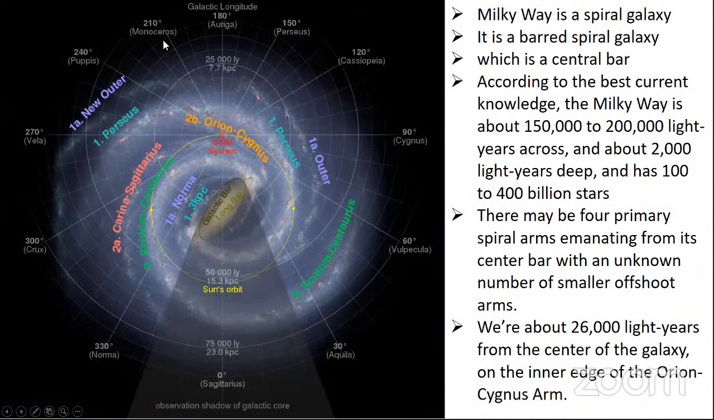Let us see how this is spiraling around. We are in a galaxy, you can call it. This is the sun's orbit. The yellow color is the sun's orbit actually. We can have different things. The Milky Way is a spiral galaxy. It is a barred spiral galaxy of that kind.